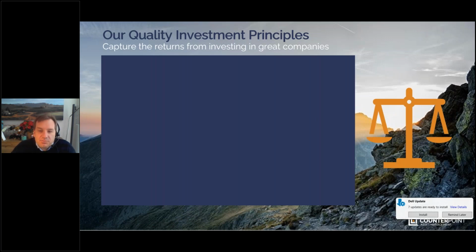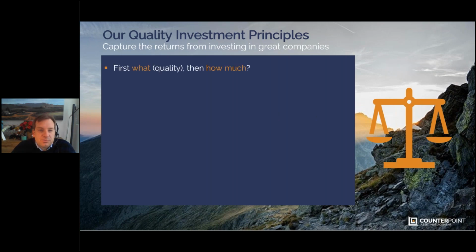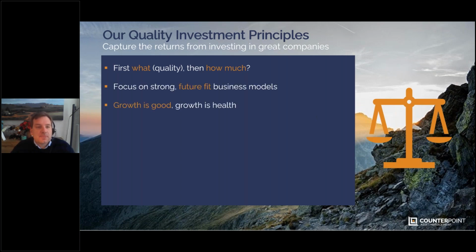So in terms of our investment principles and how we implement it at Counterpoint Quality Franchises, we capture the returns from investing in great companies. So we first ask ourselves what companies do we want to look at, and then how much. We don't look for the cheapest and then try and buy the best. We first look at the best and have a universe, and then say how much. So we feel we're fishing where fish are.